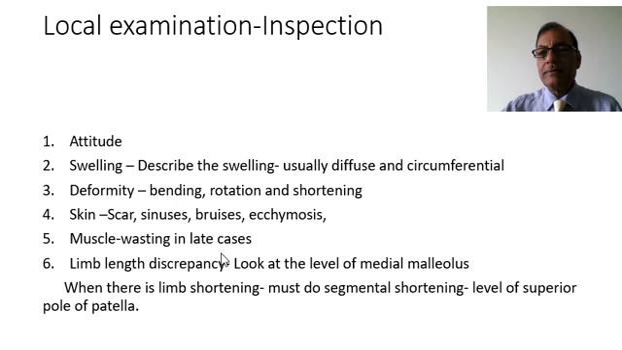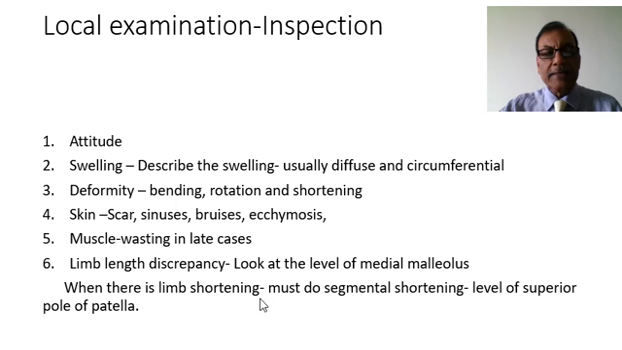The skin: bruises and ecchymosis in recent cases, and scars and sinuses you will be looking for in old cases. Muscle wasting is always in the late case; it cannot be present in fresh cases. And when you look for limb length discrepancy, you have to look at the level of the medial malleolus. If one side of the medial malleolus is up, it means that particular limb is shorter than the normal limb.